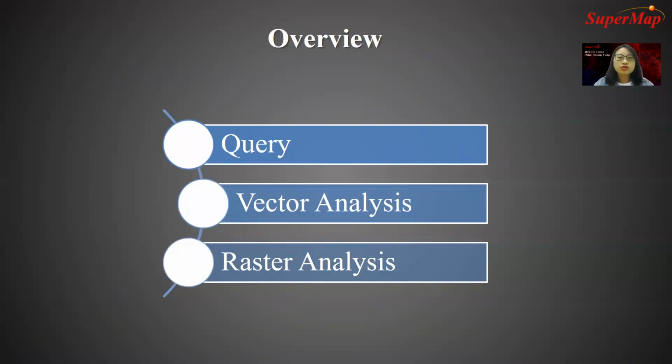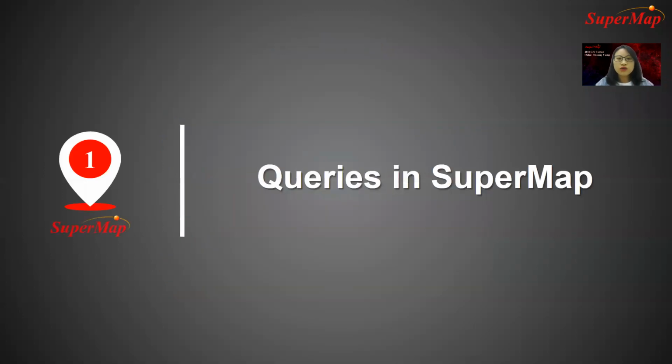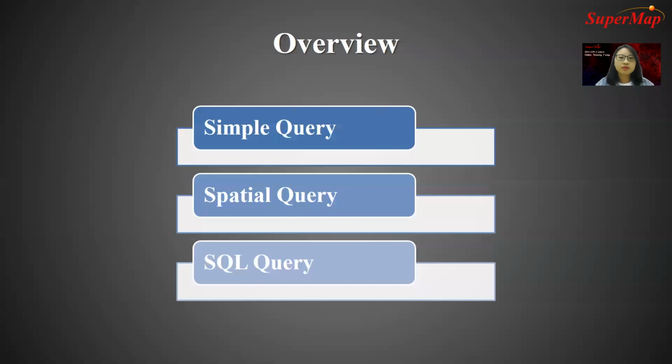I'd like to introduce to you three aspects of spatial analysis. They are query in SuperMap desktop, vector analysis, and also raster analysis. Firstly, let's take a look at the queries in SuperMap. There are three types of queries in SuperMap. The first one is simple query, the second one is spatial query, and the third one is circle query. Let's take a look at them one by one.